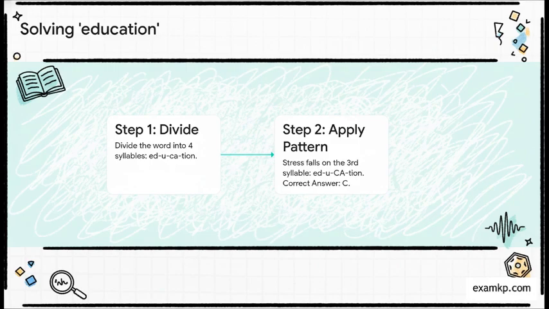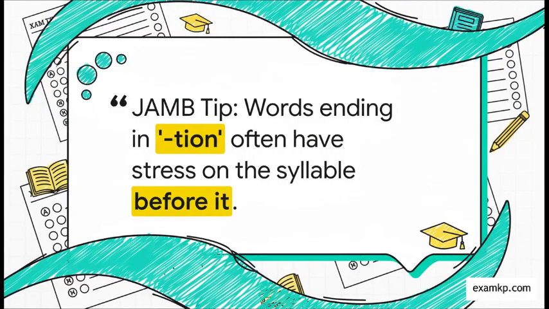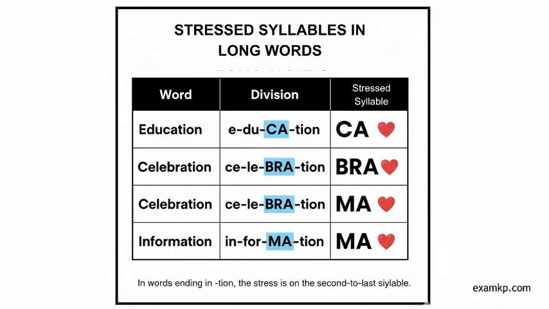Simple as that. Now listen up, because this is a golden tip for all you JAMB candidates out there. Words that end in -tion or -sion almost always have the stress on the syllable right before that ending. Think about it. Education, celebration, information. Recognizing these patterns is a total game changer. It will save you so much valuable time in the exam.